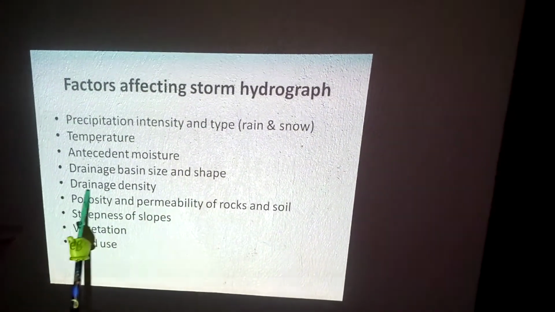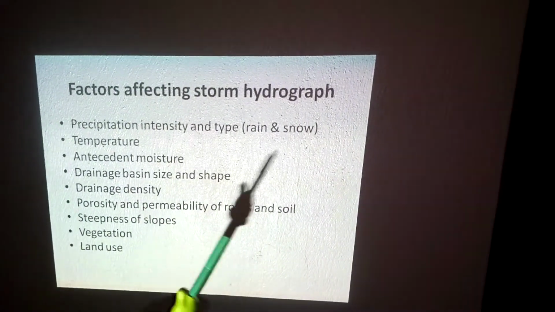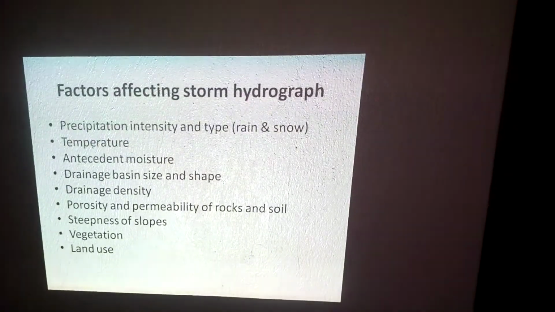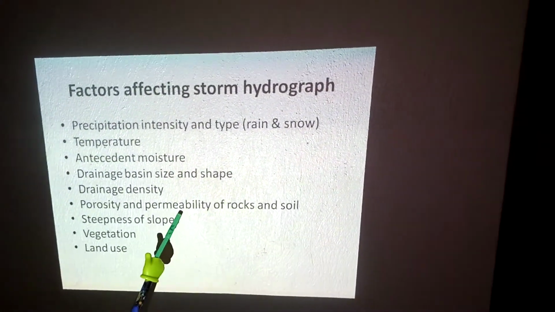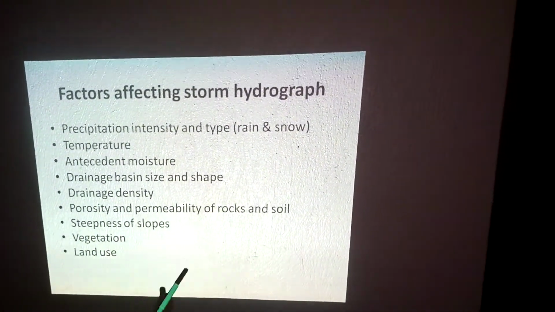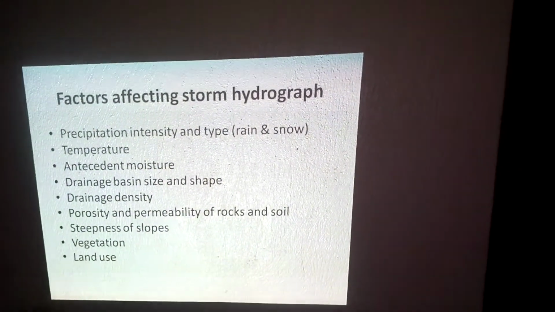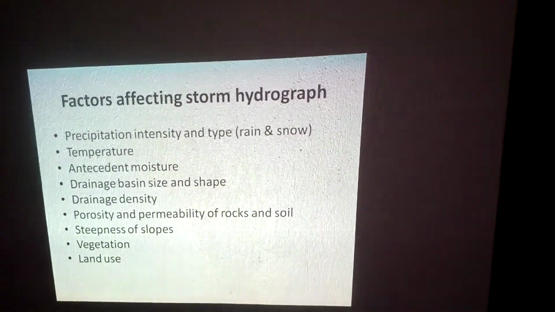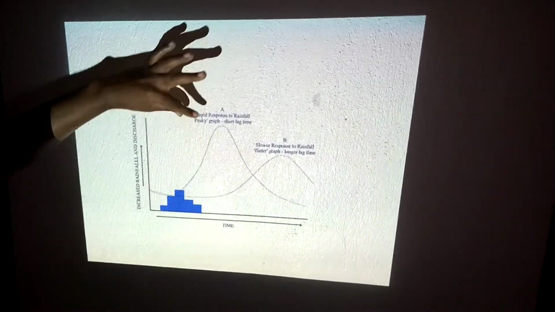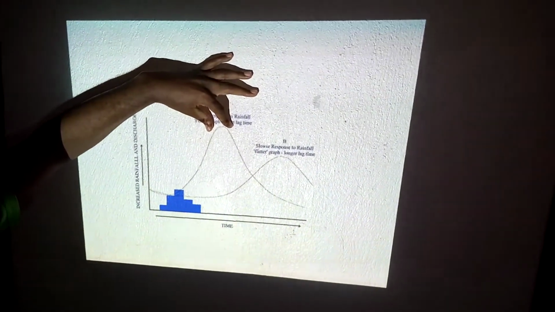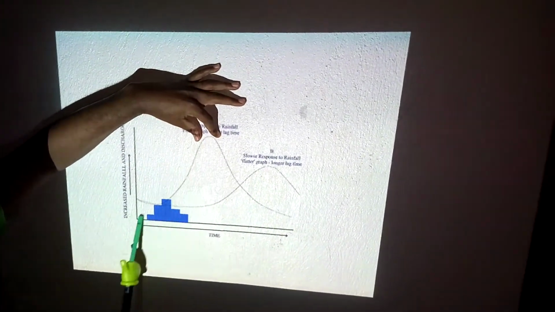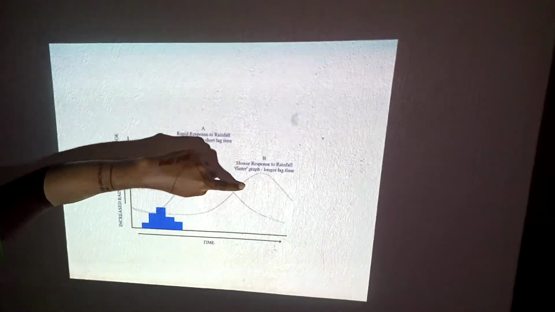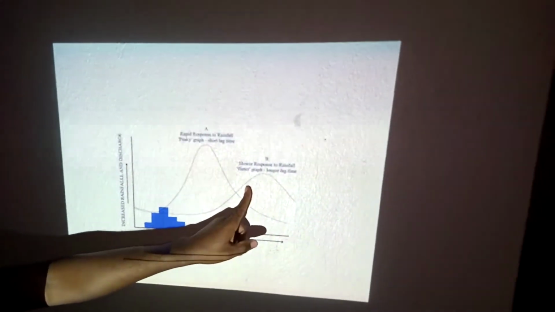But when they are low, less water infiltrates and more water flows over the surface. So the river experiences a higher peak discharge, shorter time lag, and steep rising and falling limbs. So this has a lower permeability and porosity in the drainage basin, and this shows that the drainage basin has a higher permeability and porosity.